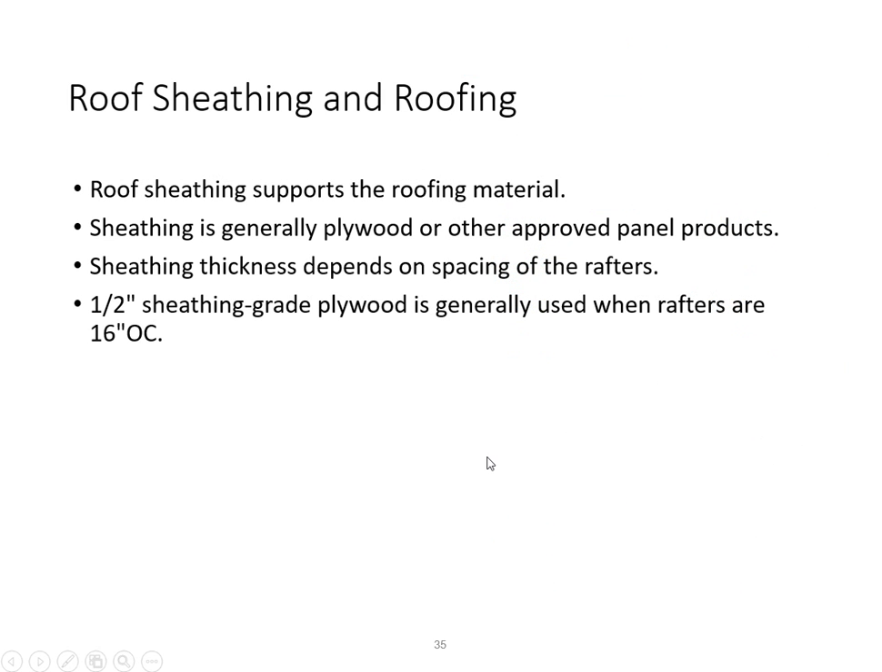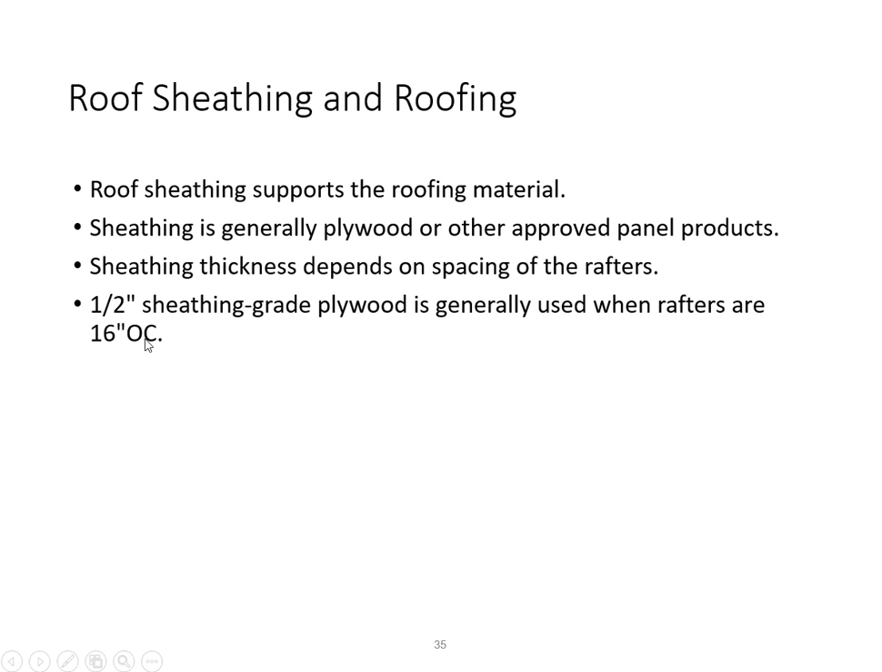Okay, the roof sheathing or decking, as it's often called, goes on top of the rafters or the trusses. Typically, it's half-inch thick. Most times around here, you're going to see OSB used for roof sheathing, mainly because it's cheaper than plywood. And for a roof decking or sheathing operation, it works just fine.